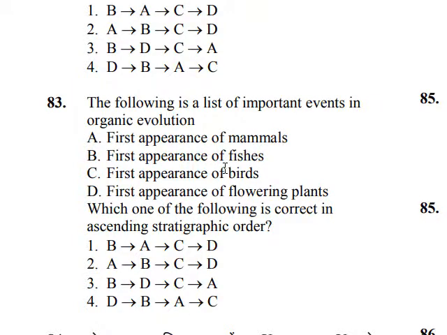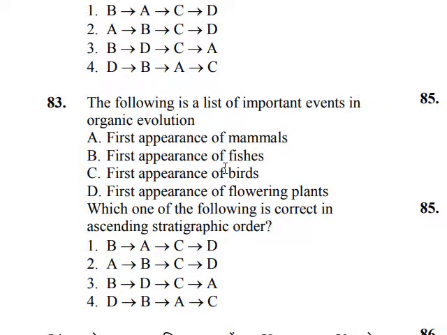The next question: which of the following is a list of important events in organic evolution? So the important events are the first appearance of fishes, then the first appearance of mammals, then the first appearance of birds, then the first appearance of flowering plants. So our answer is A.